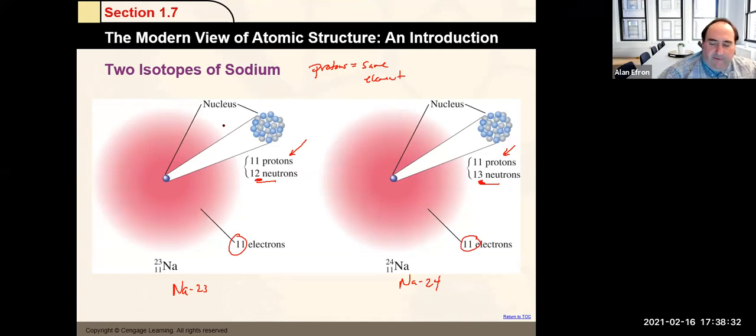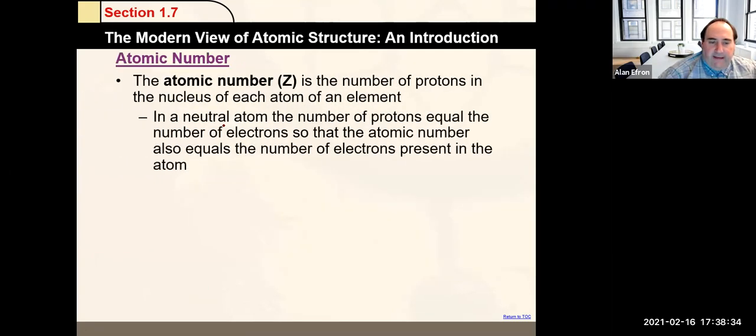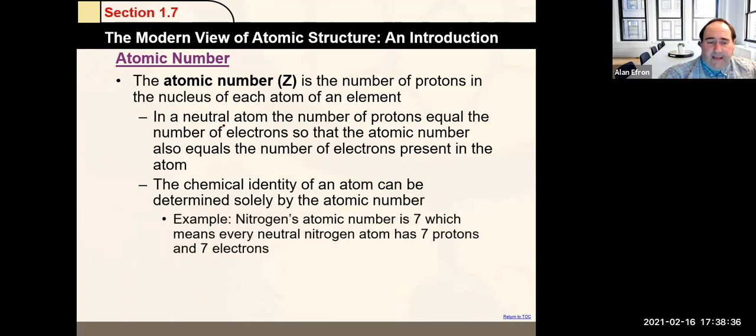So that brings us to a really important number when we talk about atoms, and that is the atomic number. The atomic number is sometimes abbreviated with a Z. The atomic number is the number of protons that you find in the nucleus of an atom. So it is the number of protons. An atom contains protons, which are positive, electrons, which are negative, and neutrons, which have no charge.